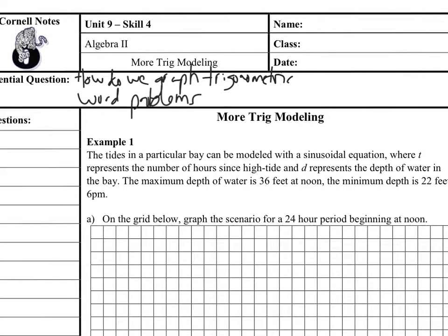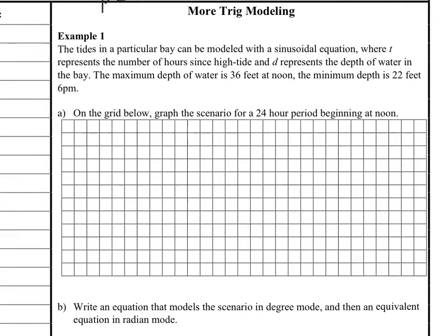Alright, here we go, 9.4. It's really just trig graphing again, but the essential question is: how do we graph trigonometric word problems? Exclamation point. So that's what that says. If you're an absent person, you're probably starting here. Otherwise, you've probably already gotten this in class.